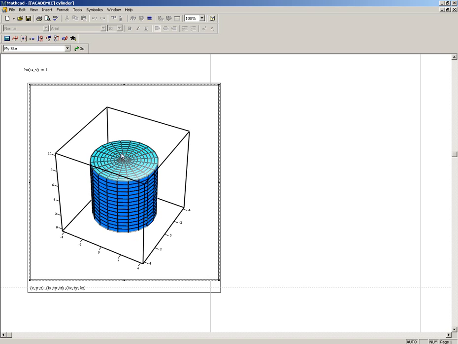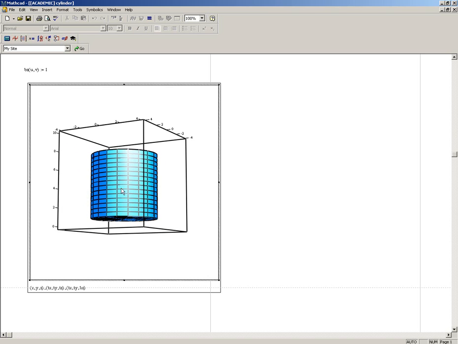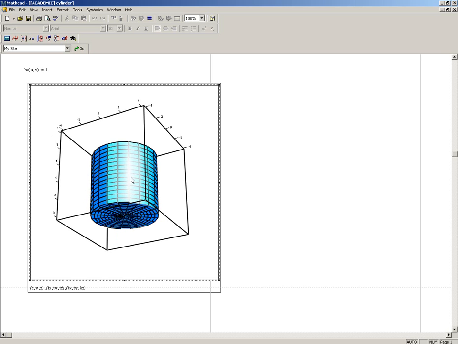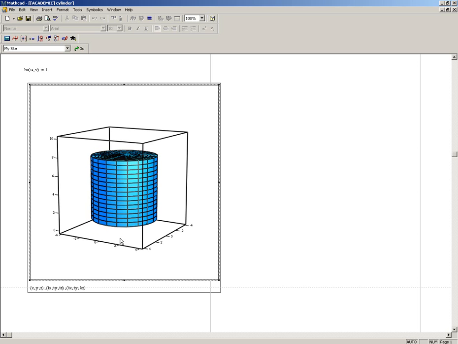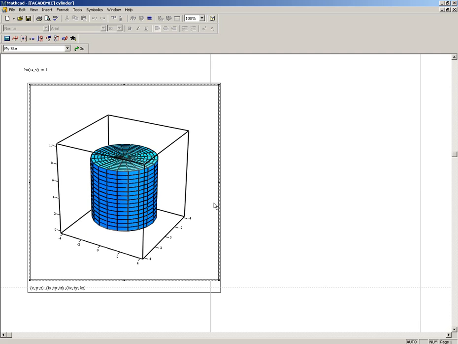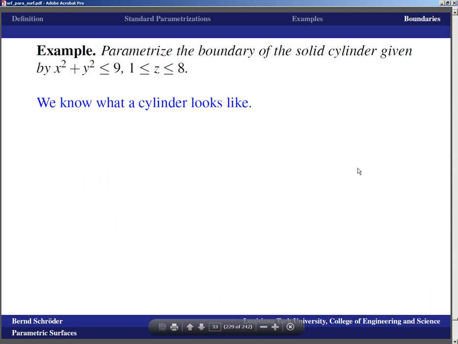However, a cylinder, of course, also has a top. We don't look inside here, right? And a cylinder also has a bottom. And so that means this is actually an object where we need to parameterize the boundary in 3 different pieces: sides, top, and bottom, which should be familiar to us because that's also what we did when we were optimizing the shape of a soda can, for example.